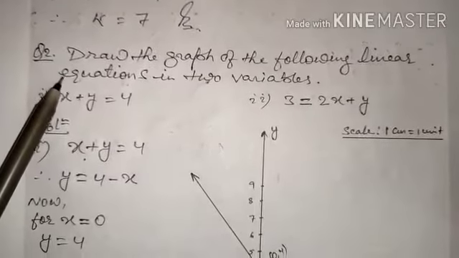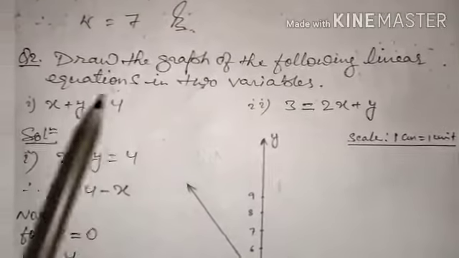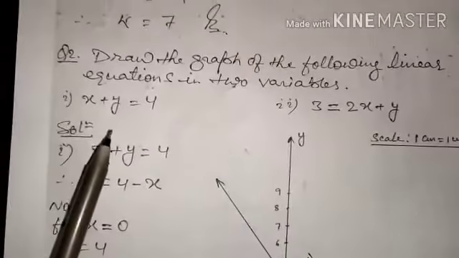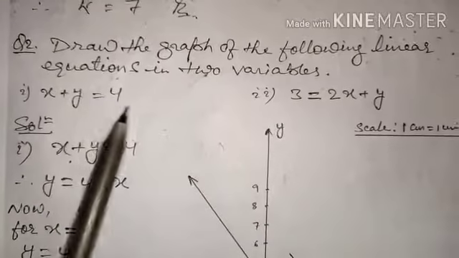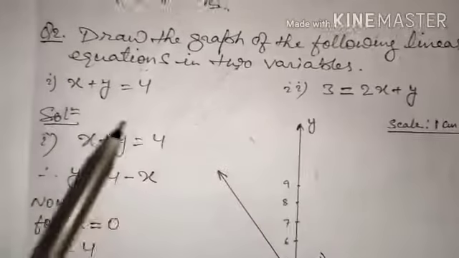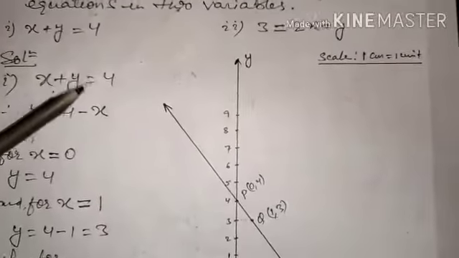Okay, now regarding the drawing of the graph, let us discuss how to draw the graph of the following linear equations in two variables. I have taken two equations, x plus y is equal to 4, and 3 is equal to 2x plus y, and now we will learn how we can draw the graph of this equation.